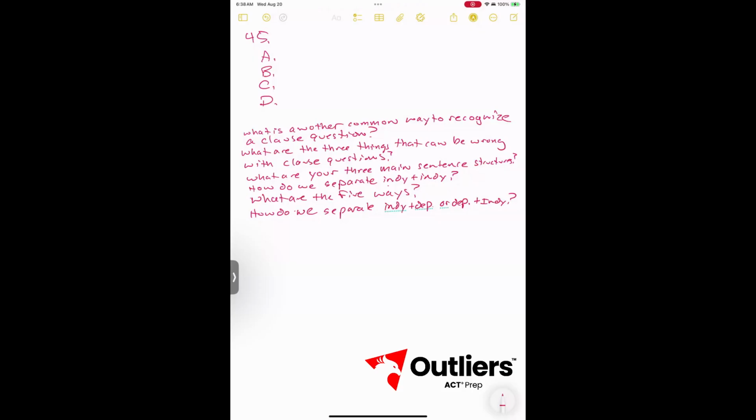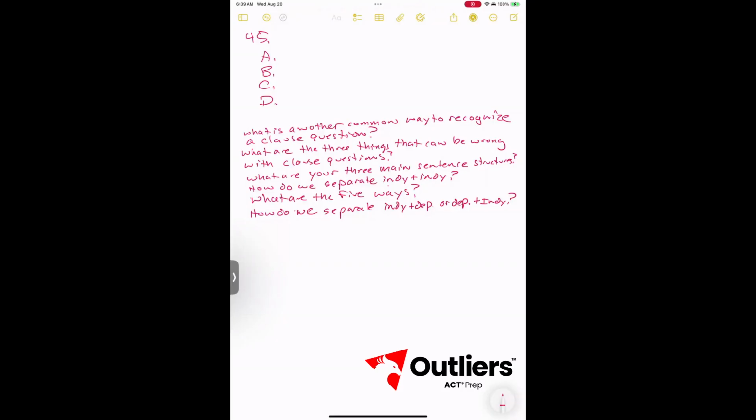What is another common way to recognize a clause question? And that is if you notice a dependent clause marker in one or multiple of the answer choices. This is often a dead giveaway that it's a clause question in disguise, but for sure you should at least consider it if you see one of those 10 magic words or just one of those dependent clause markers. What are the 3 things that could be wrong with a clause question? Punctuation in the middle of a clause, no independent clause in a sentence, and clauses separated improperly.